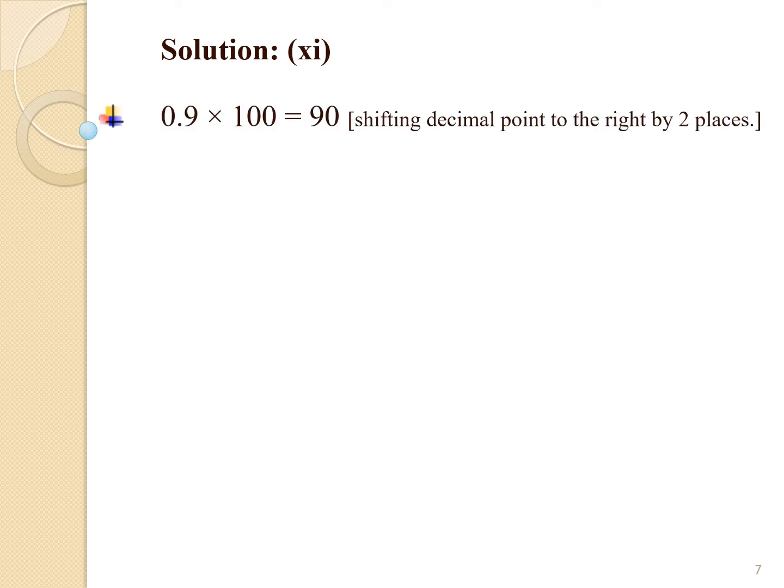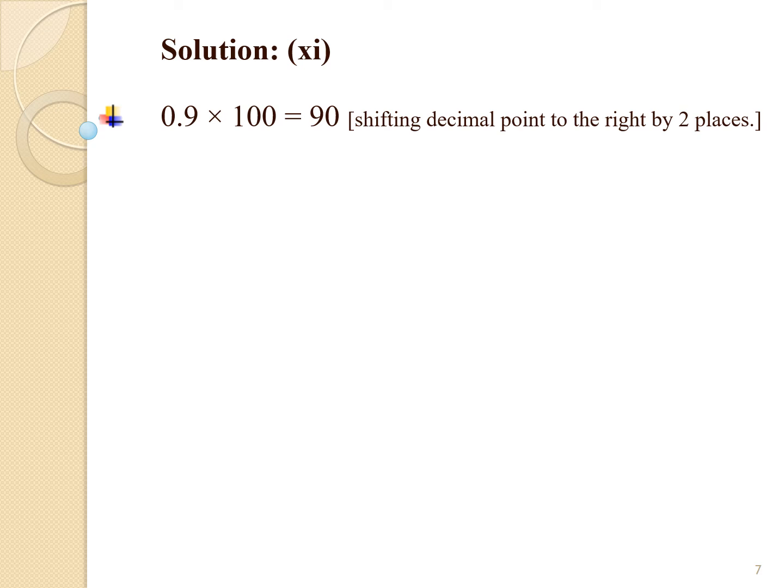Now let us solve sum number 11. 0.9 into 100. Shifting the decimal point 2 places to the right, we get 90. Thus 0.9 into 100 equals 90.